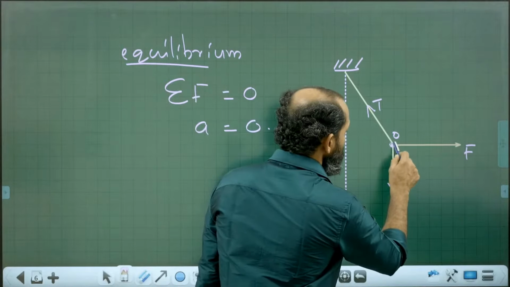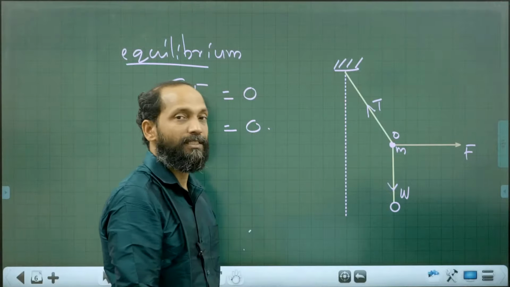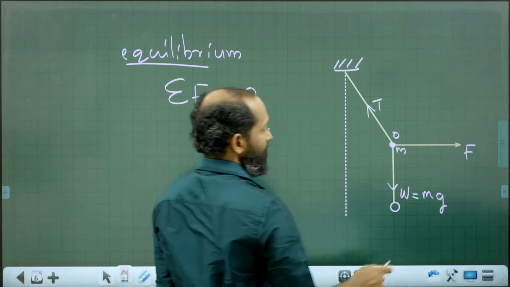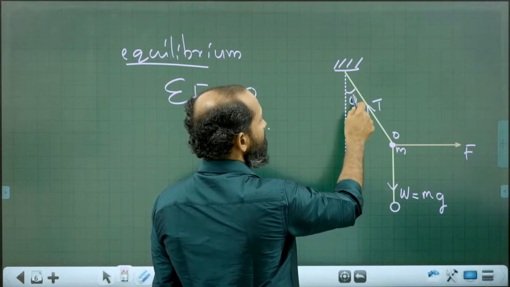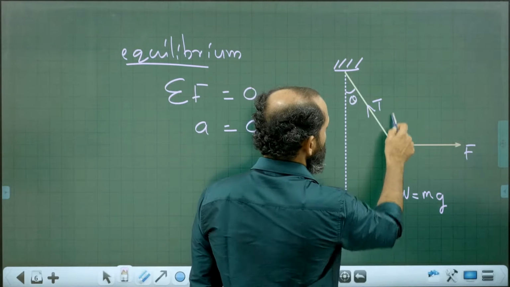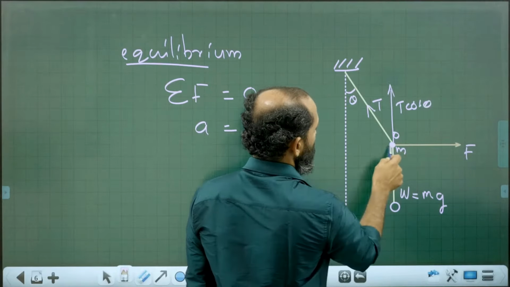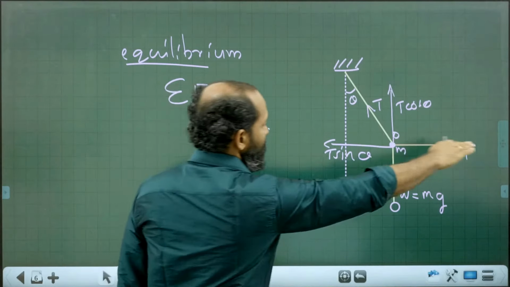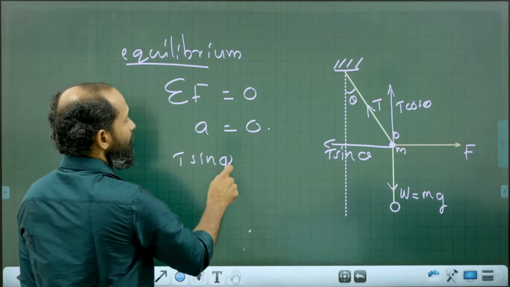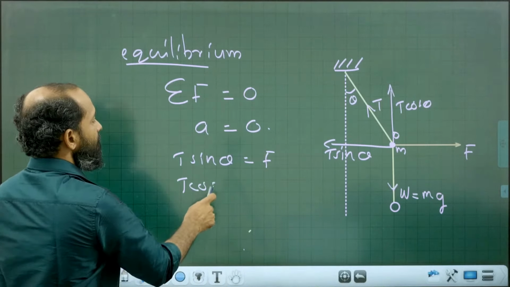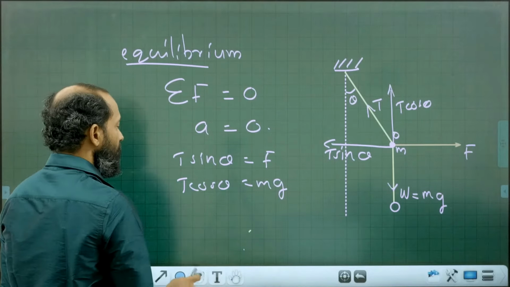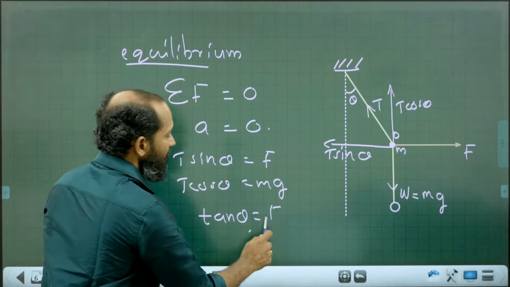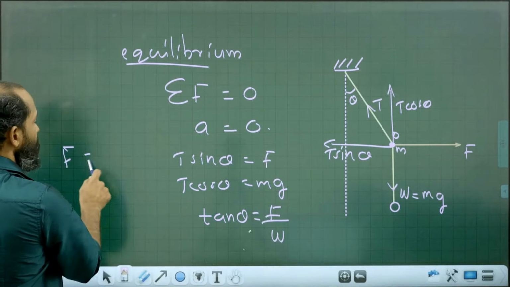Let this particle be of mass m, its weight W, where W is equal to mg, one among the forces. F is the horizontal force acting, T is the tension. Let this angle be theta. Now resolving tension into rectangular components, this component is T cos theta and this one is T sin theta. Along the x-axis, the horizontal axis, T sin theta is balanced with force F, and along the vertical axis, T cos theta is balanced with mg or W. On dividing, you get sin theta by cos theta, tan theta, T gets cancelled, tan theta equals F by W. So F is equal to W tan theta.